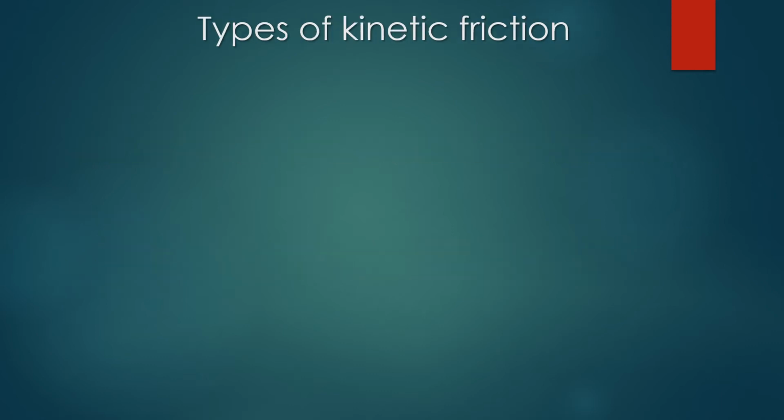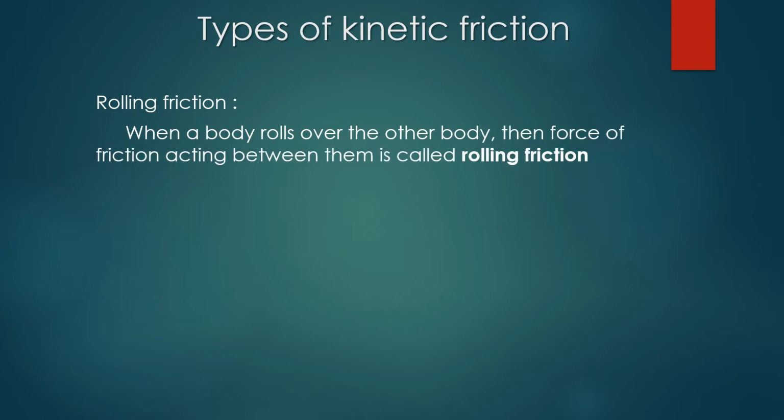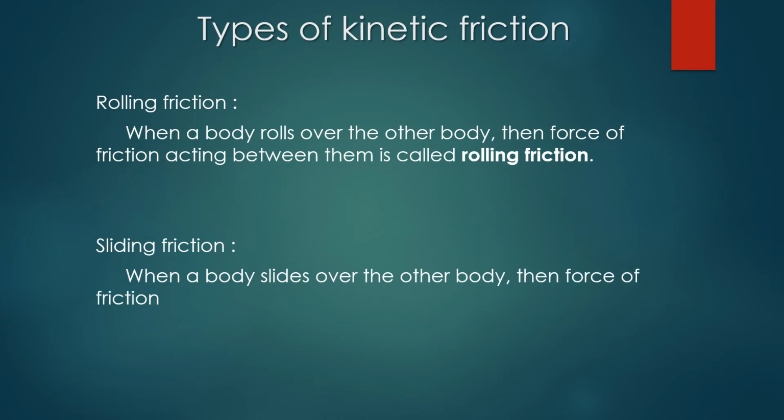Further, in kinetic friction, there are two types of friction. The first one is rolling friction. When a body rolls over the other body, then the force of friction acting on them is called rolling friction. The second one is sliding friction. When a body slides over the other body, then the force of friction acting between them is called sliding friction.